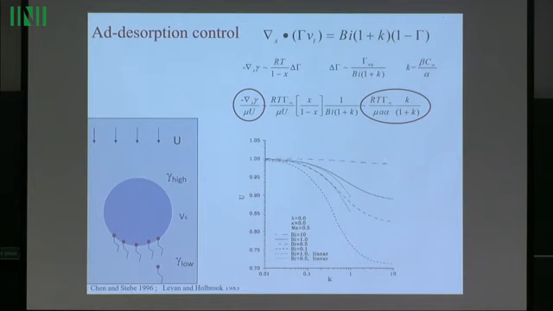Here's free interface flow. Down here is Stokes' law. And you can reach some asymptote, but you do not restore free motion. So the nonlinearities for the adsorption-desorption control limit conspire to force you to remain coupled.